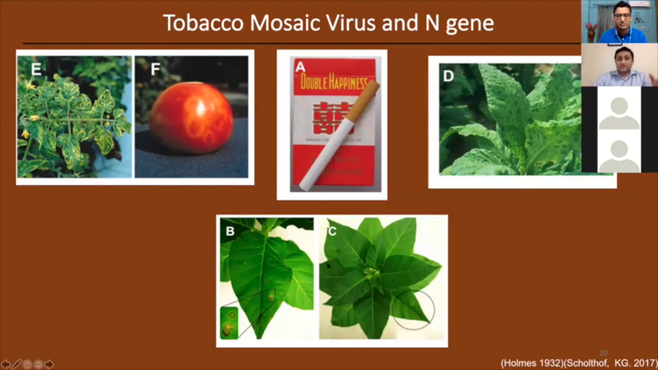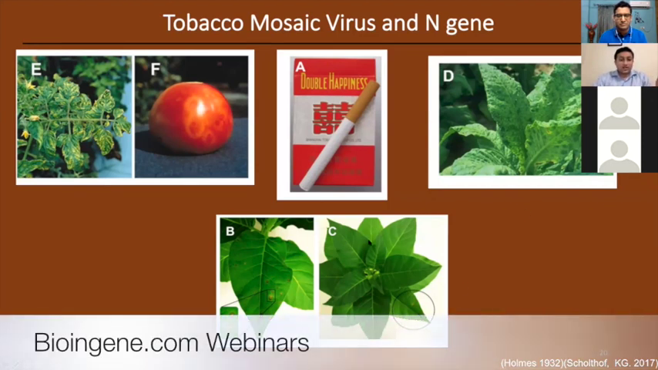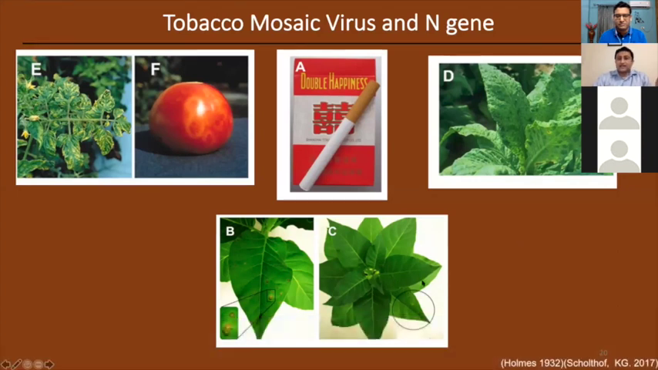This other picture is a top view of the same plant, and you can clearly see that all the other leaves are basically symptomless. So the virus is restricted only to the first few inoculated cells. So this example is obviously a great example. Later on, this N gene was introgressed into tomatoes, and there are transgenic tomatoes that express this N gene, and they are resistant to the tobacco mosaic virus.